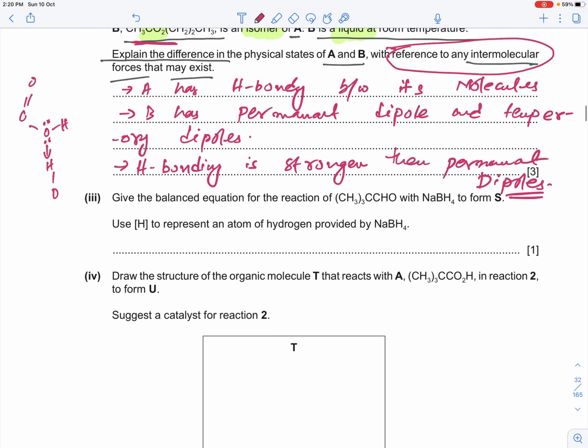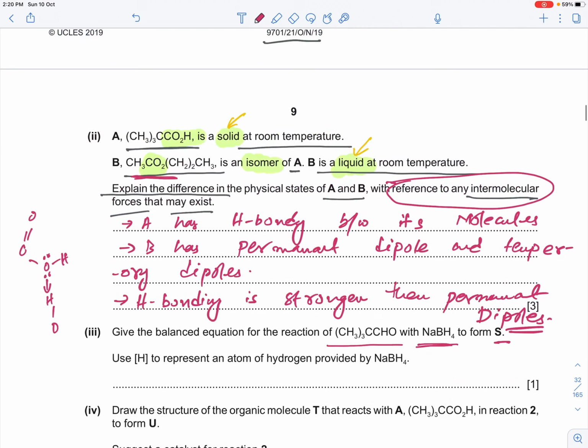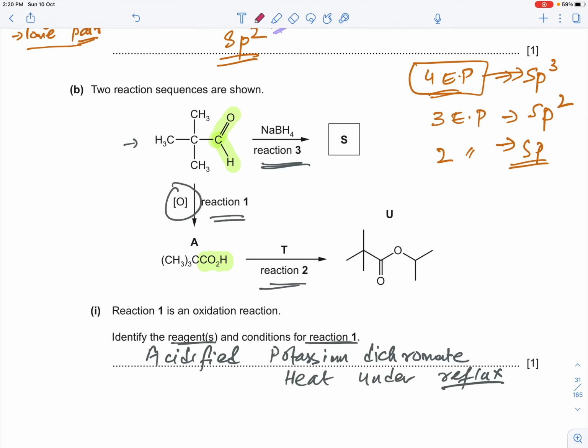Now next, give the balanced equation for the reaction of this aldehyde with NaBH4 to form S. Again, this is the equation for the reduction of an aldehyde. You can see reaction 3. In reaction 3, we are reducing the aldehyde with the help of NaBH4. Whenever we write the equation for the reduction, first let's calculate the molecular formula of this aldehyde. 1, 2, 3, 4, 5, so we have 5 carbon atoms. Then 3, 4, 5, 6, 7, 8, 9, 10, H10O.